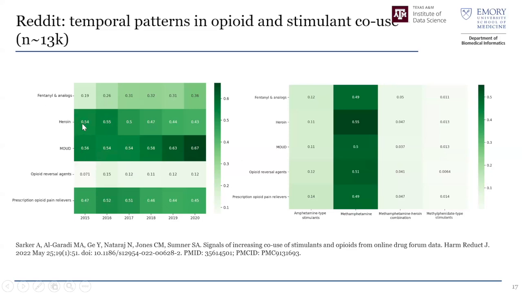So you can see heroin starts off at 0.54, and then over time the proportion of heroin-related chatter is decreasing. Fentanyl chatter over time is increasing, right? Although it starts from a very small number, the increase is fairly rapid.